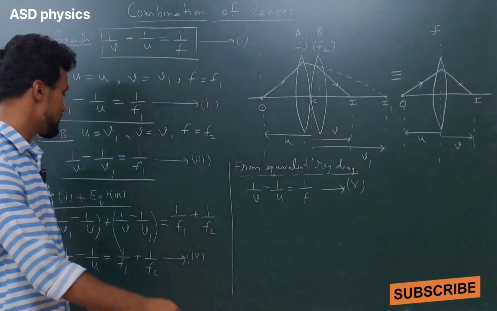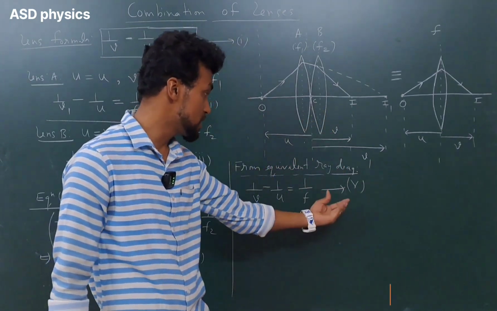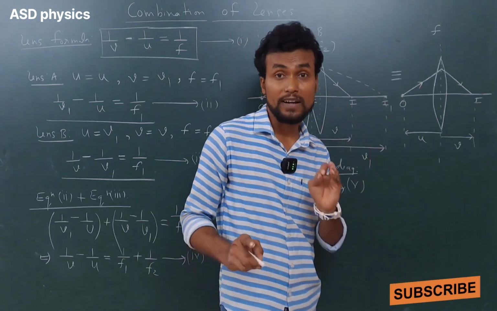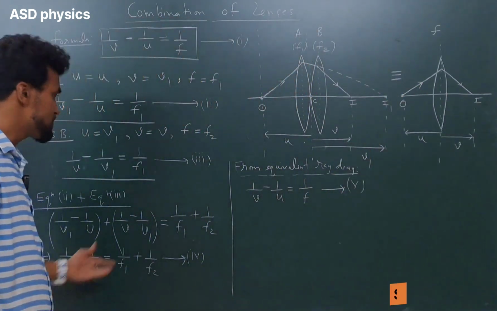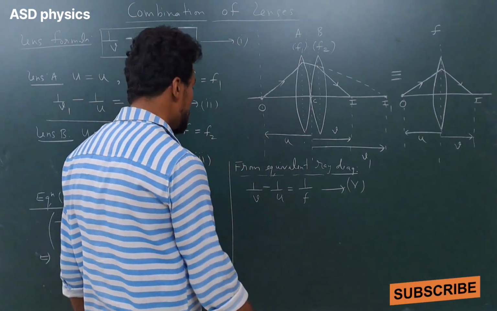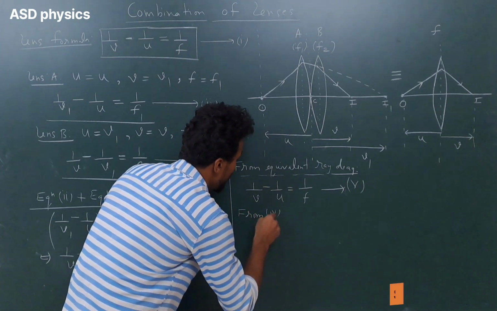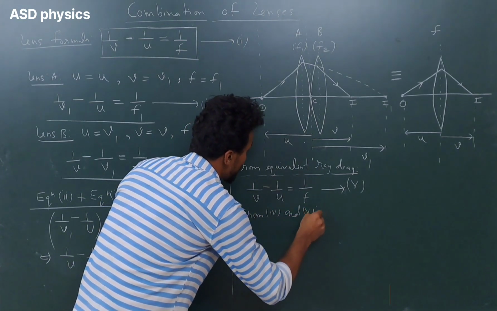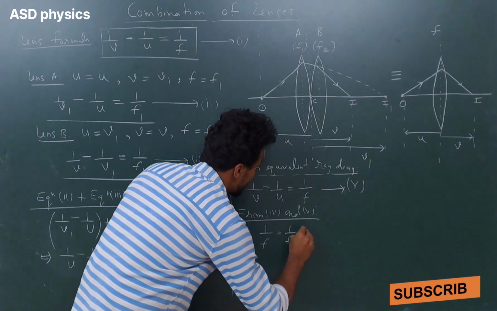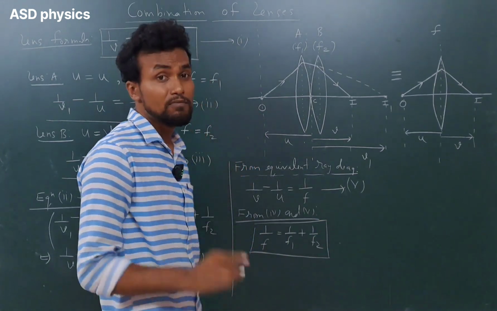Now very simple, we will compare. Equation 4 we got by using the two lenses. Equation 5 we got from the single lens having the same optical effect. The left sides are the same, so the right sides should be the same too. From equations 4 and 5, we can write 1 by F is equal to 1 by F1 plus 1 by F2. This is the equivalent focal length.